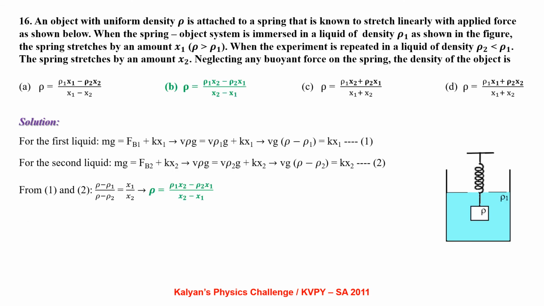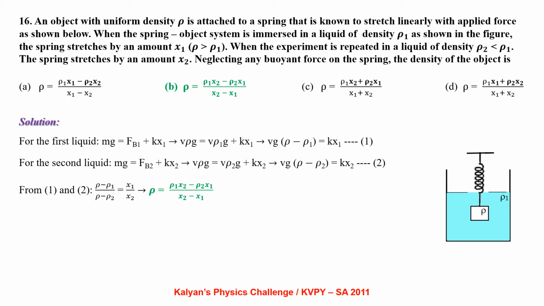An object with uniform density ρ is attached to a spring that is known to stretch linearly with applied force as shown below. When the spring object system is immersed in a liquid of density ρ1 as shown in the figure, the spring stretches by an amount x1. When the experiment is repeated in a liquid of density ρ2, the spring stretches by an amount x2. Neglecting any buoyant force on the spring, the density of the object is.